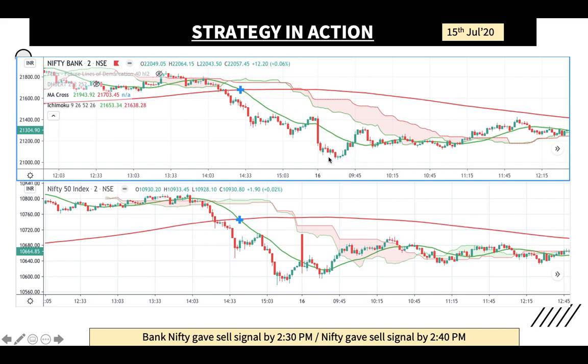Around 400 points in the spot means you will get almost triple the money at the money. Don't go for too much out of the money, just try to get at the money. After the signal, buying at the money put options at this time is not a problem at all. If you see, just below the Ichimoku cloud we got the sell signal.